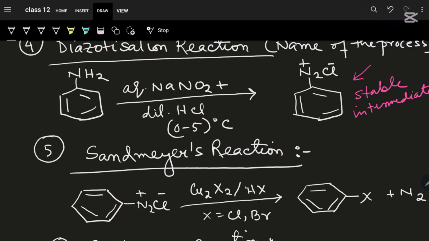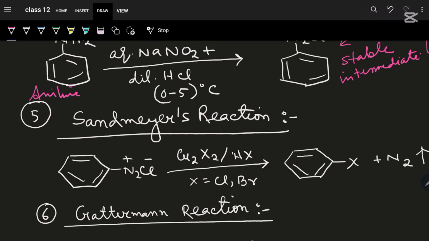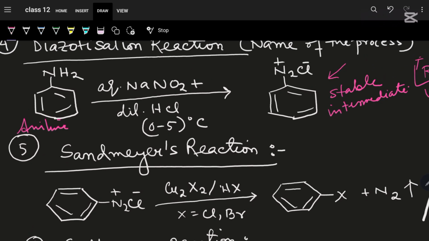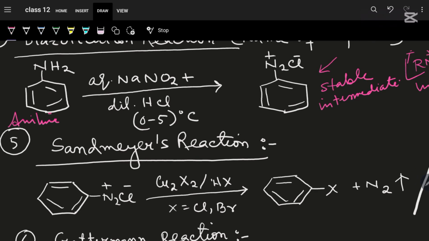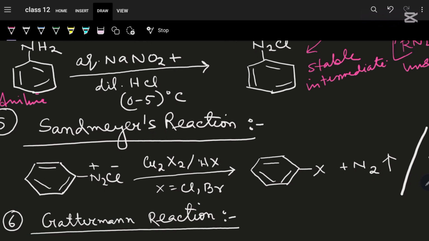That is, aniline reacts with aqueous NaNO2 and dilute HCl at 0 to 5 degrees Celsius to form benzene diazonium halide, which is resonance stabilized. In most of the organic conversions, we see the use of this important intermediate because many organic compounds can be obtained from this intermediate.